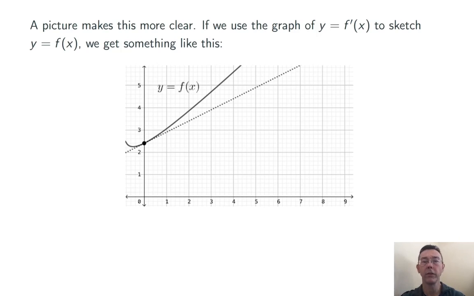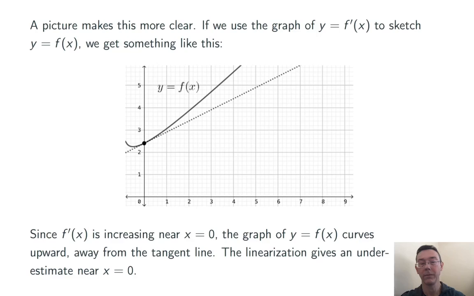I think a picture makes this a little more clear. Let's use the graph from the previous slide, the graph of y equals f prime, to sketch y equals f of x. If we do that, we get something like this. You can see that the slope of the tangent line is going to be increasing near x equals 0. I've also drawn in the tangent line itself at x equals 0. That's our linearization. Since f prime is increasing near x equals 0, the graph of f of x curves upward away from the tangent line. The graph's concave up here. And so we can confirm visually that the linearization is going to give an underestimate near x equals 0.